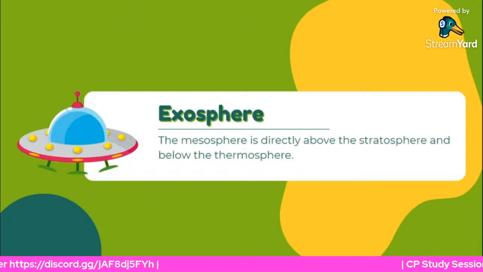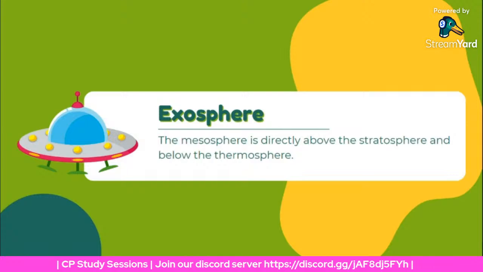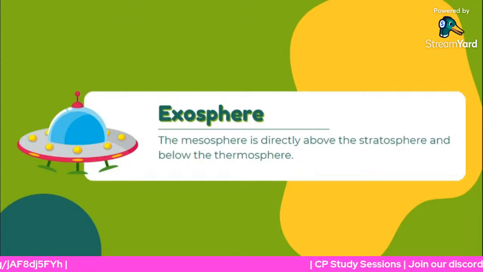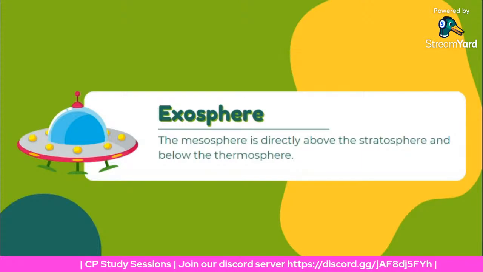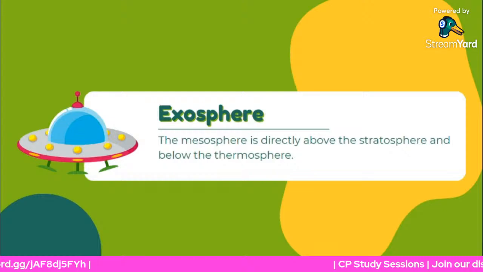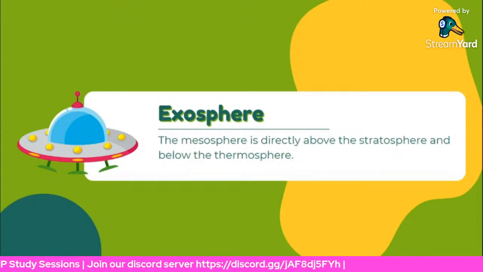Before we proceed to our next topic, let us first recall our previous topic. The first one, we have Earth's spheres, which is the lithosphere, which is the land, hydrosphere, which is the water, biosphere, where living organisms exist, and lastly, the atmosphere, where air exists.